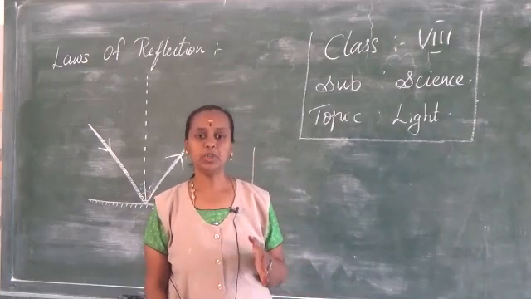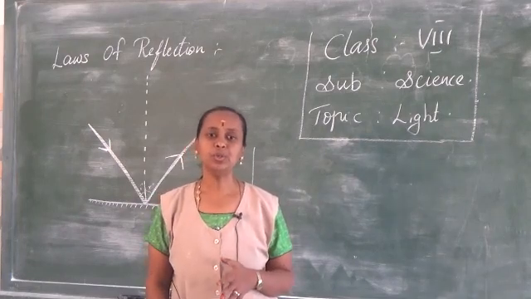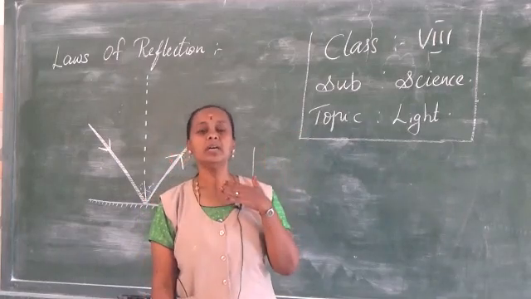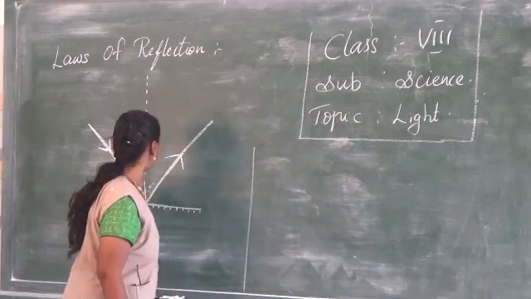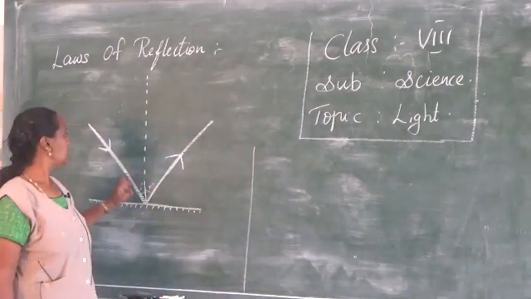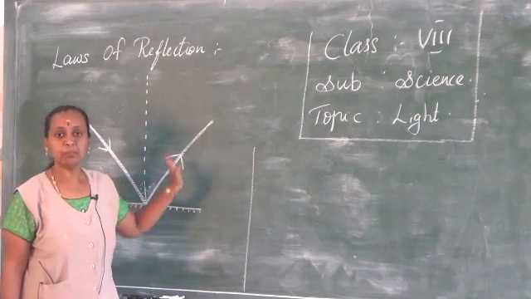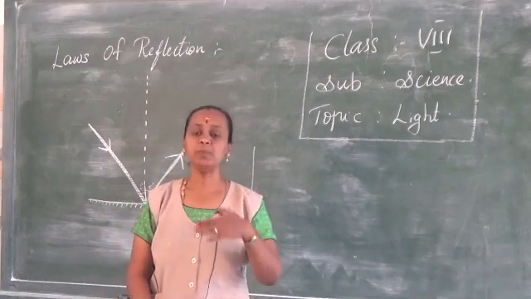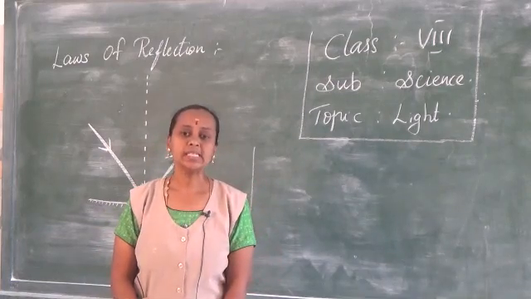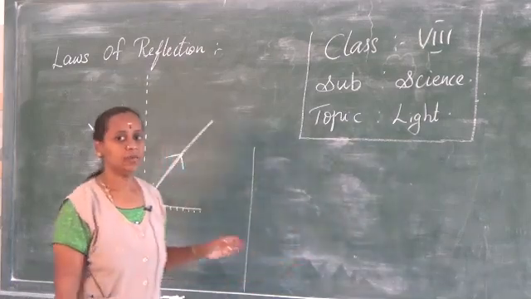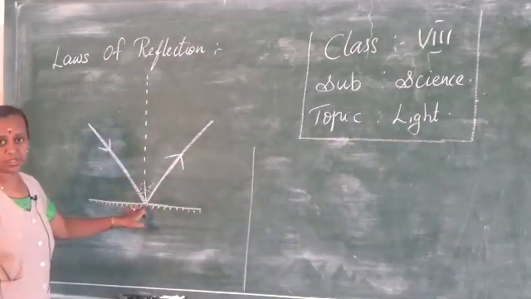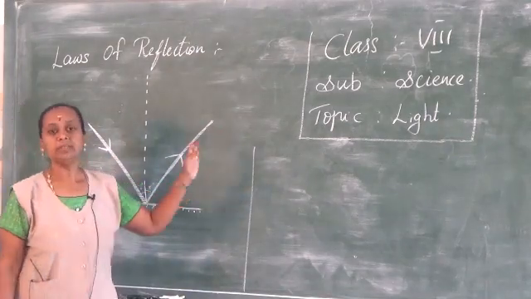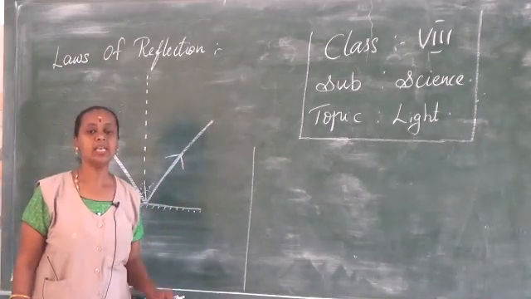First you are going to learn about the topic laws of reflection. First you should know what is reflection. When a ray of light falls on a smooth shiny surface, what happens? It gets reflected, it bounces back. This bouncing back of light rays is called reflection. I repeat again, when a ray of light falls on a smooth, shiny surface, it bounces back. This bouncing of light rays is called reflection.